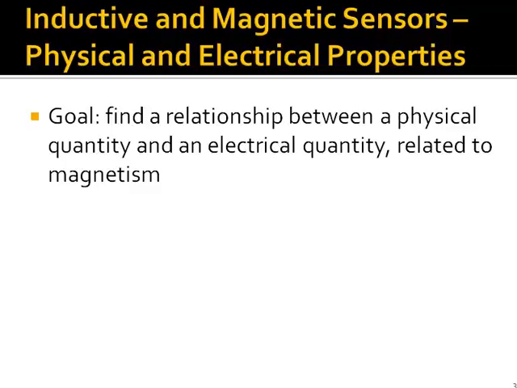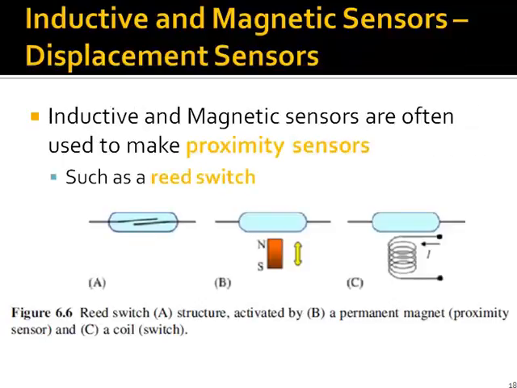Inductive and magnetic sensors are sensors that relate physical properties to electrical inductance and the changing magnetic fields. There are many different kinds of sensors that can be made with these properties, but here I'm just going to focus on two different kinds of sensors that are the most common in robotic kinds of applications. The most common kind of inductive and magnetic sensors used in robotic applications are displacement sensors. Specifically, the kind of displacement sensor we usually make with inductance and magnetics is proximity sensors.